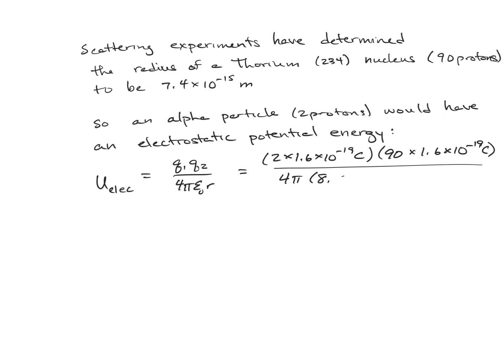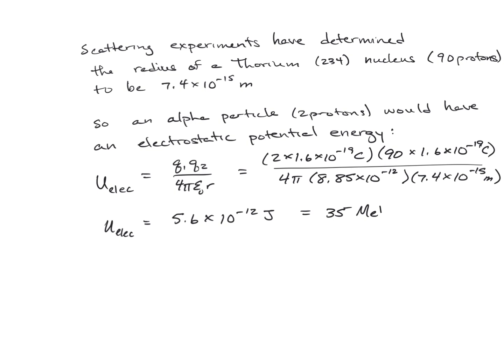And we've got epsilon 0, that constant somewhere in the back of the book or back of our head. And we've got this radial distance between the centers of charge. So we'll plug all that in and say, yeah, the electrostatic potential energy for our alpha particle is 5.6 times 10 to the minus 12 joules. Or if we want to convert it to other units, that is 35 mega electron volts.